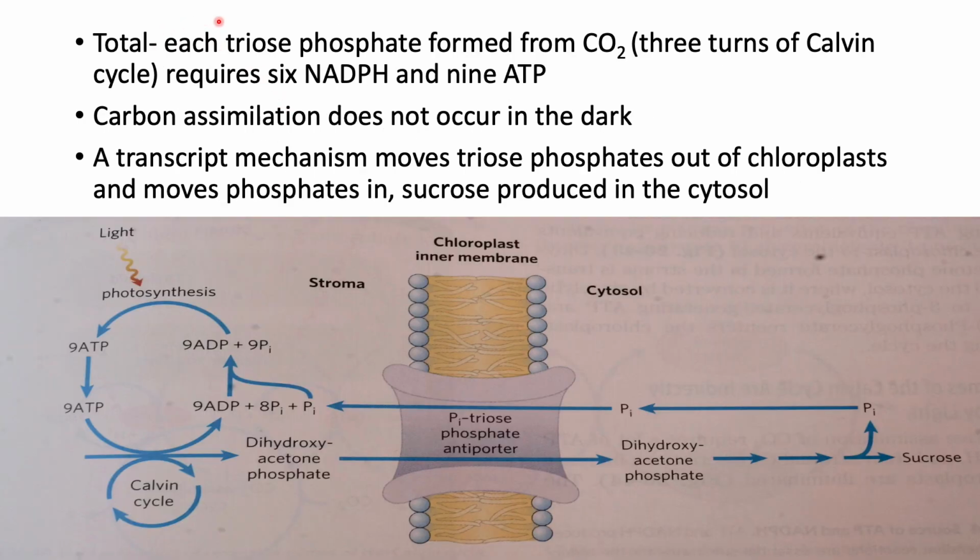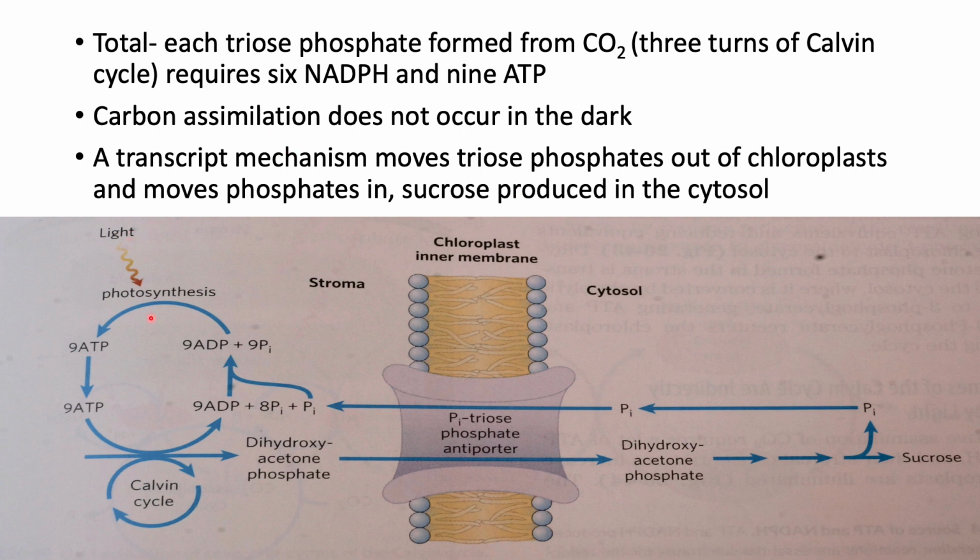So in total, each triose phosphate is formed from CO2. There are 3 turns of the Calvin cycle, and that requires 6 NADPHs and 9 ATPs. This does not occur in the dark. This is a light reaction, and a transporter mechanism moves the triose phosphates out of the chloroplast, moves phosphates in, and you get sucrose produced in the cytosol.